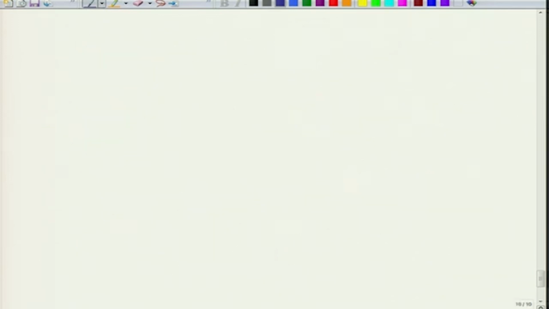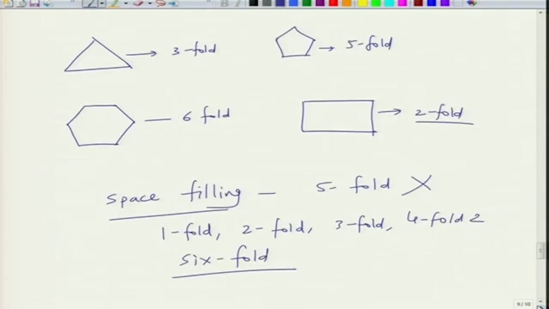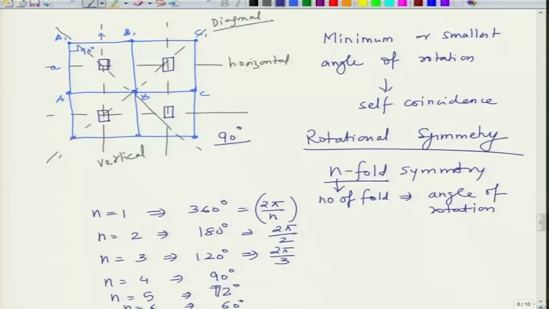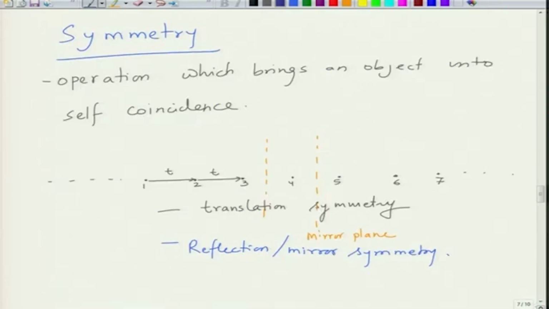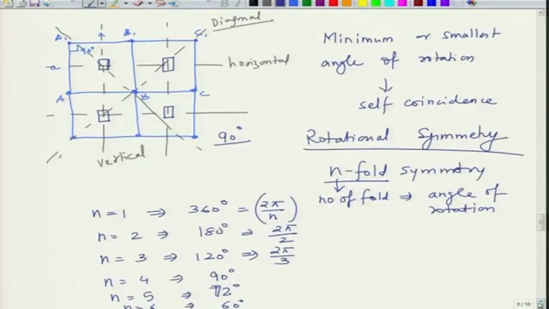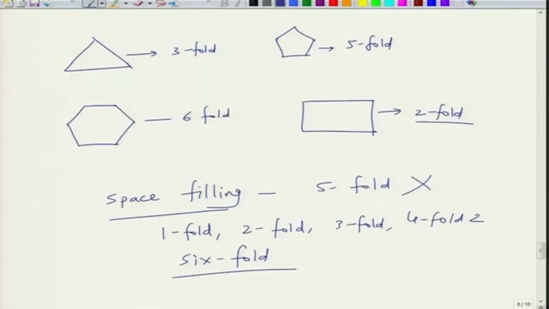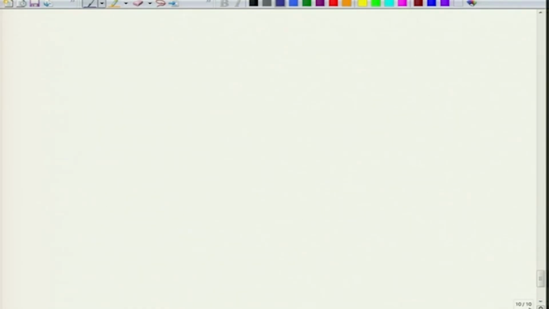And finally, this is something that you require for a 2D object. For a 1D object you are okay with only translation and reflection, but for 2D objects you require, in addition to translation and reflection, rotation symmetry. And for 3D objects one more thing is added, which is called inversion symmetry.